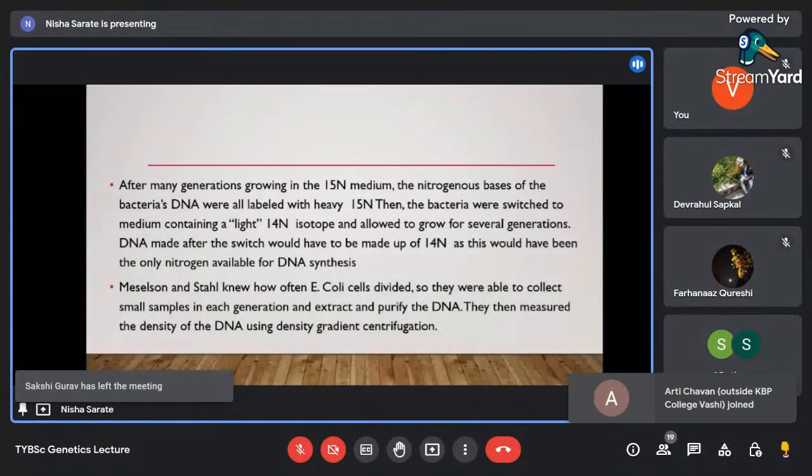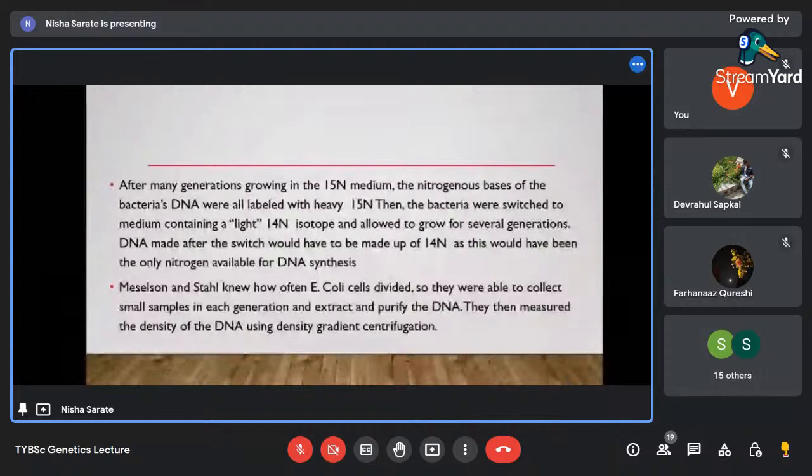DNA made after the switch would be made up of N14, as this would have been the only nitrogen available for DNA synthesis. Meselson and Stahl knew how often E. coli cells divided, so they were able to collect small samples in each generation and extract and purify the DNA. Then they measured the density of the DNA.